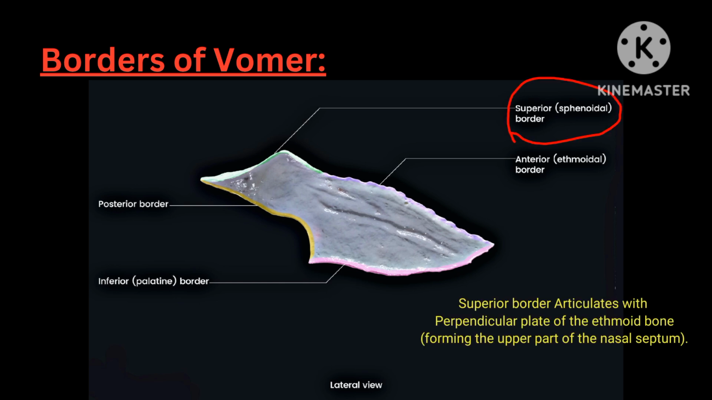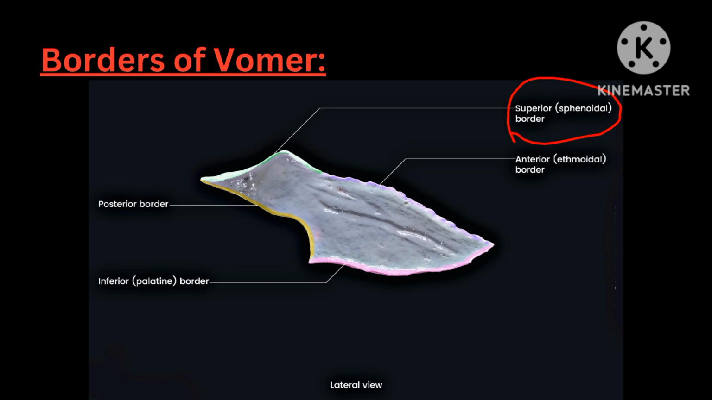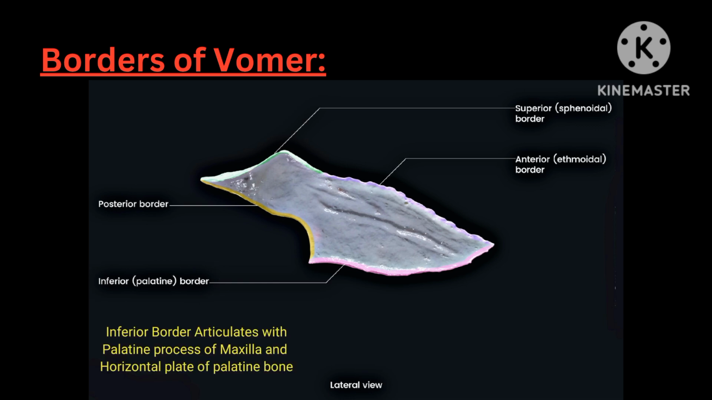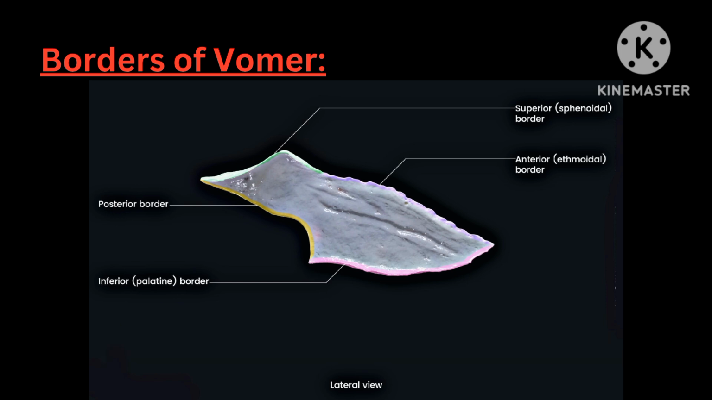Superior border is thick and expanded. It articulates with the perpendicular plate of the ethmoid bone, forming the upper part of the nasal septum. It also articulates with the sphenoid bone, via the rostrum of the sphenoid. Superior border contains the alae of the vomer, 2 small wings that attach to the sphenoid bone. Inferior border is thin and free. It articulates with the palatine process of the maxilla and the horizontal plate of the palatine bone. Inferior border helps separate the nasal cavity from the oral cavity.